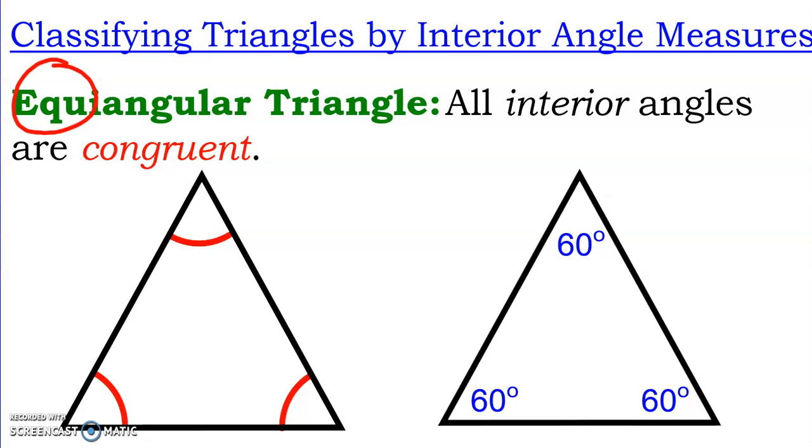So for example, they're all 60 degrees, or they can be marked by one tick mark each, indicating that they're all the same measure. So if you have an equiangular triangle, all three angles have to be 60 degrees. That's the only three things that are equal in an equiangular triangle. So since these are all marked congruent, we know that each angle measure is 60 degrees.